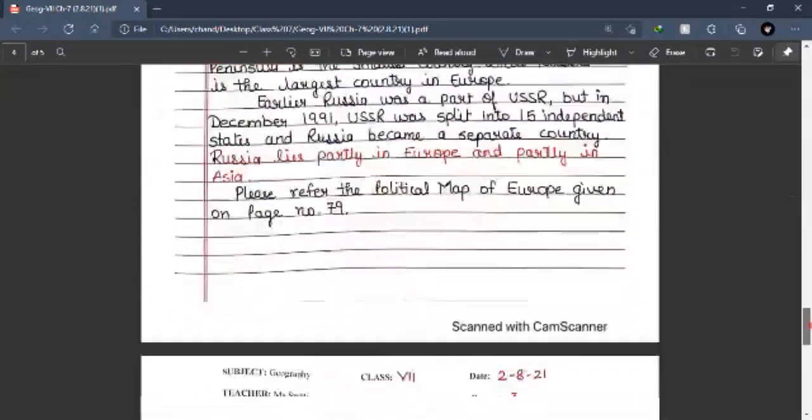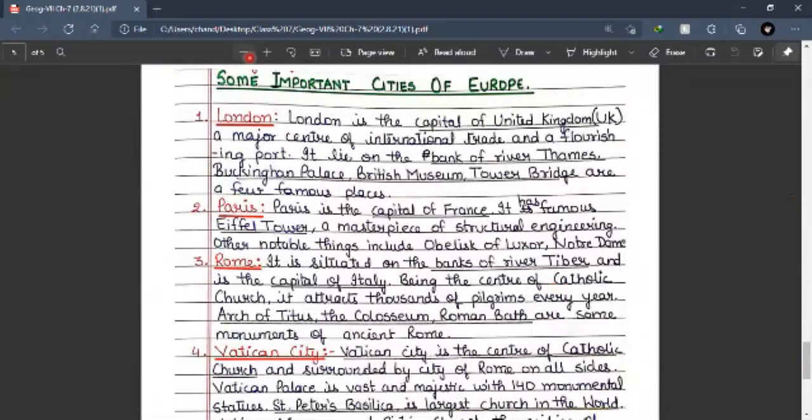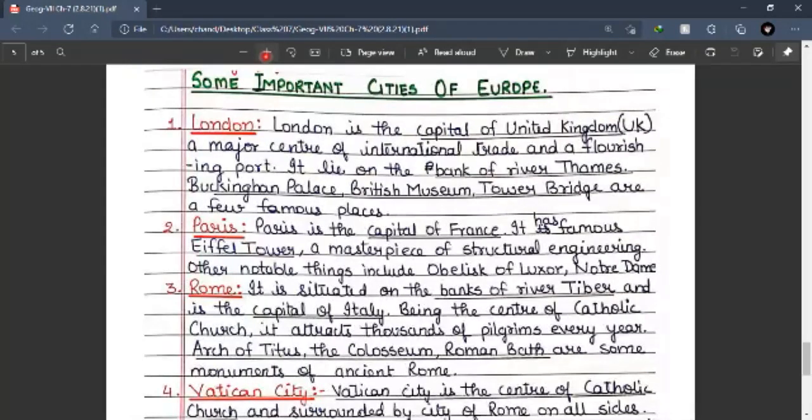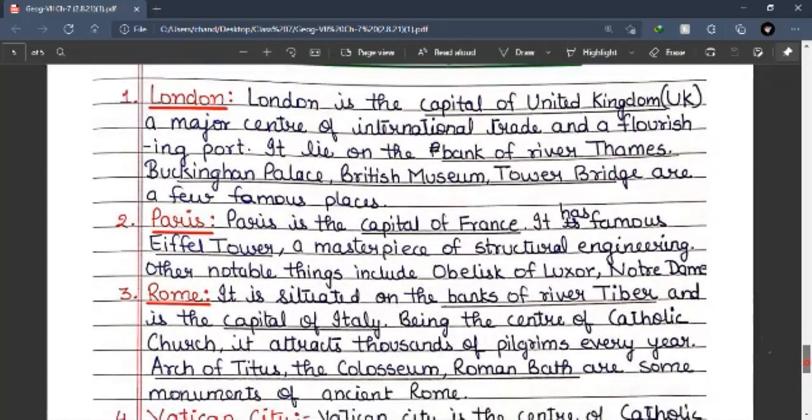Now we will discuss some important cities of Europe, under which the first one is London. London is the capital of the United Kingdom, a major center of international trade and a flourishing port. It lies on the bank of the River Thames. Buckingham Palace, British Museum, and Tower Bridge are a few famous places.